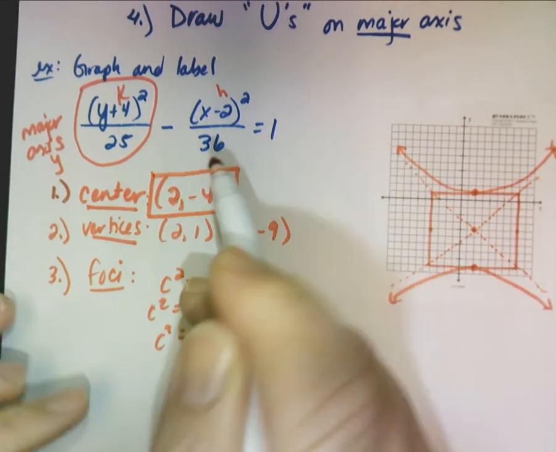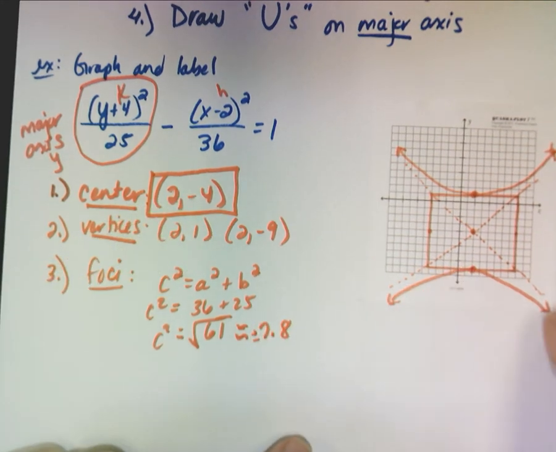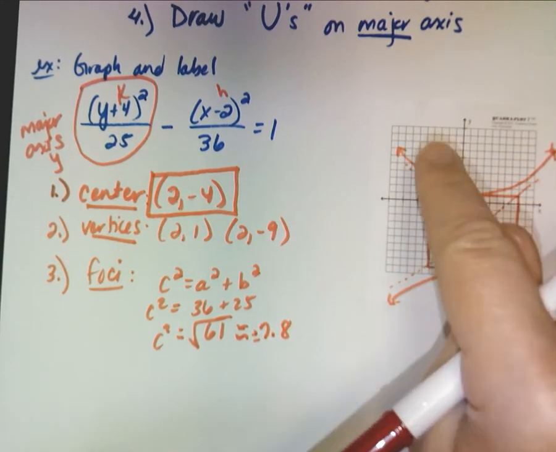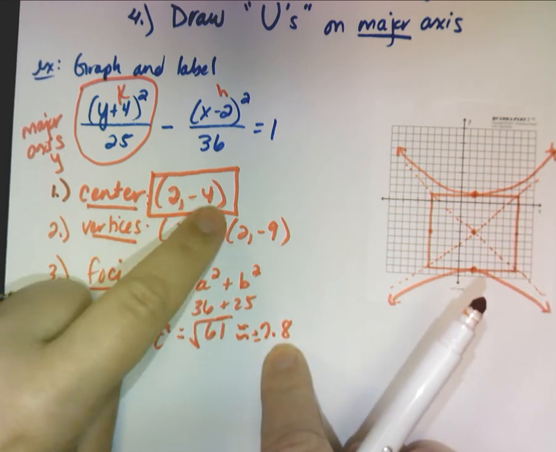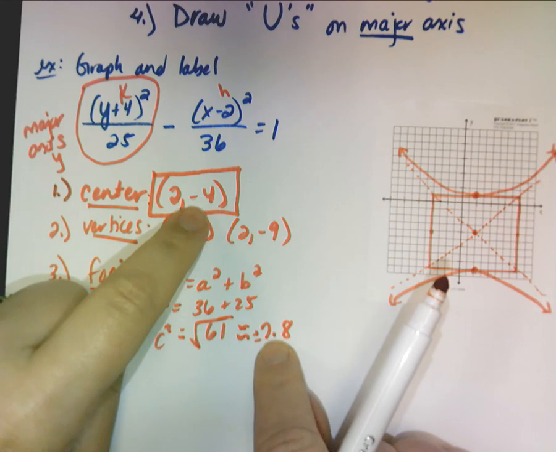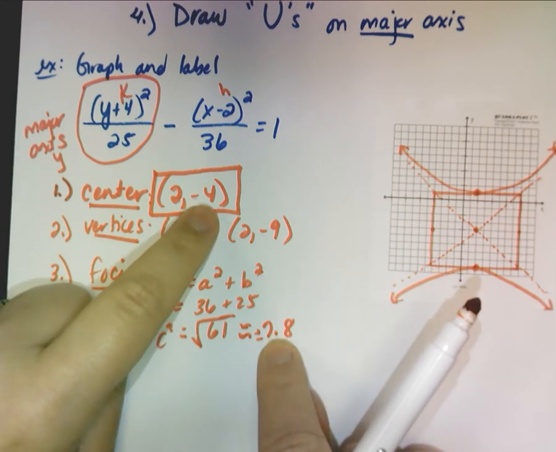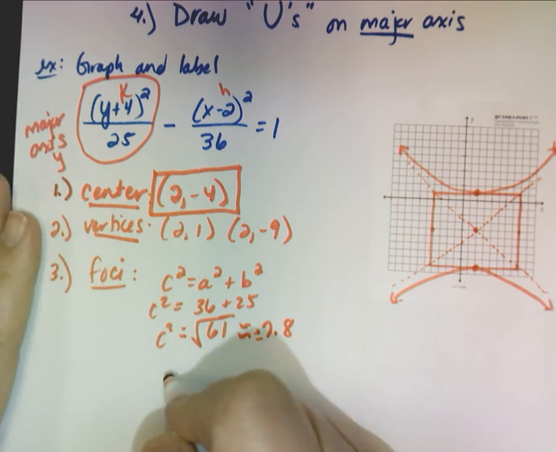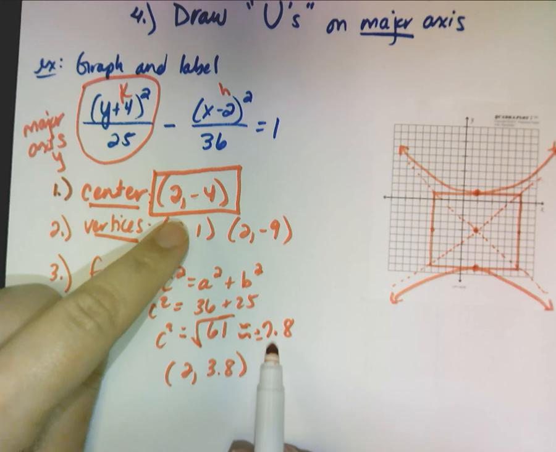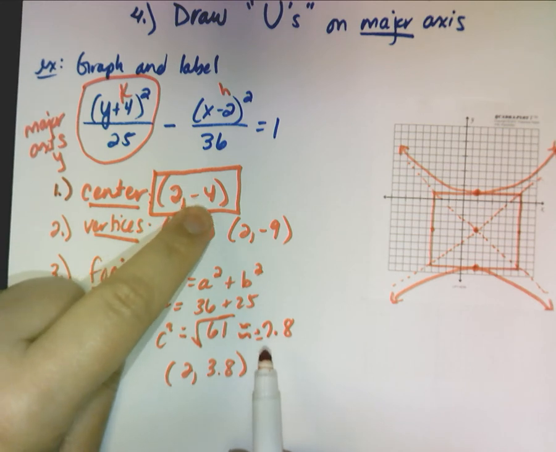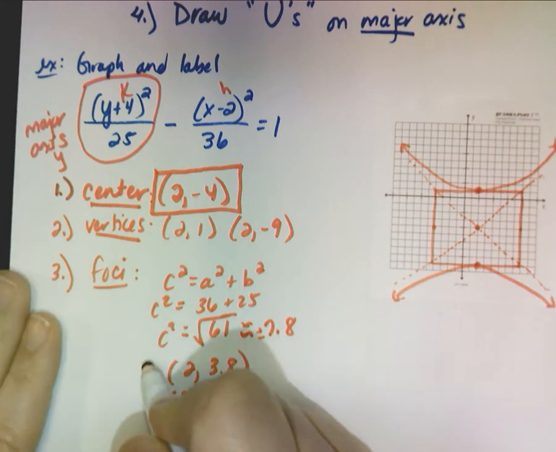So you are going to add 7.8 to the center. Are you going to add it to the x or to the y center? Well, that depends on if you're up or down, left or right. So if I'm up and down, what do you think I would add 7.8 to? The x or to the y? If you're up and down, yeah, you can add it to the y. Okay, so add 7.8 to negative 4, and you would be at 3.8. And subtract 7.8 from -4, and you're at negative 11.8. So these are your foci.